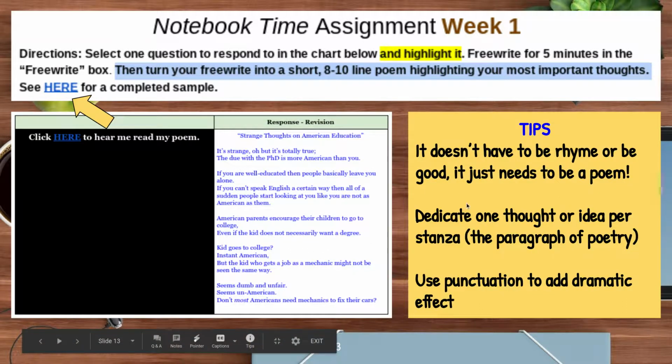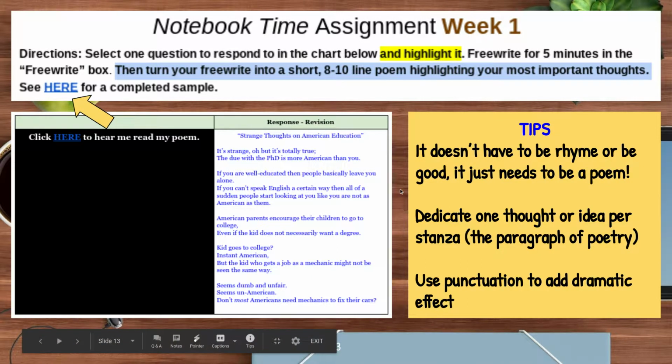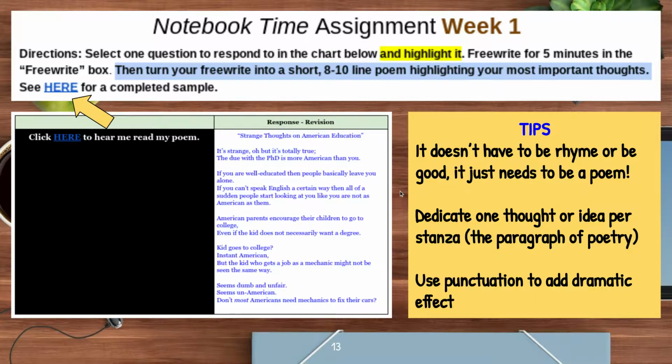Okay. If you need to see a sample, and this is here, but if you wanted to hear me reading through my poem, when you click on the hyperlink for the sample, there's a video link. You don't really need to do that if it's not all that necessary, but you might get a better idea of what it is I'm looking for. Again, I'm not looking for the greatest poem in the world. I'm just looking for you to do something with your free write and turn it into a different type of writing, which this week is a poem. Go ahead and pause the video here and accomplish that now.